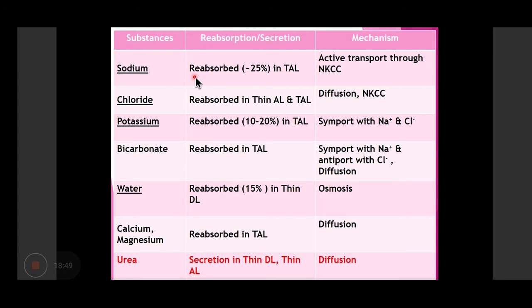So again, a summary of the absorption and all the processes occurring in the ascending limb of loop of Henle. So sodium, chloride, potassium, they all are reabsorbed here. And in the descending limb of loop of Henle, water gets reabsorbed, as I told you, because the permeability to water is there in the descending limb, not in the ascending.